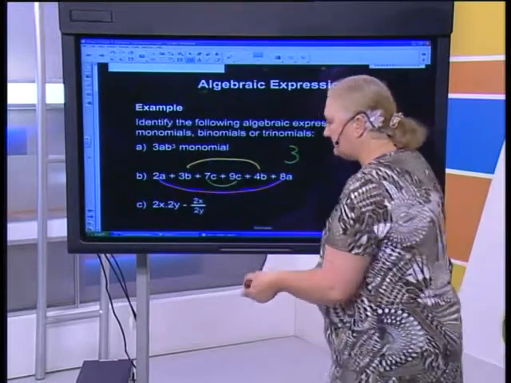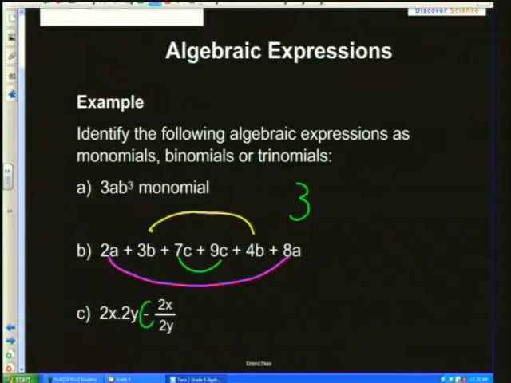Okay. With this one, remember that a negative sign divides the terms. So this will be a term, and that will be a term, and that will then be a binomial.